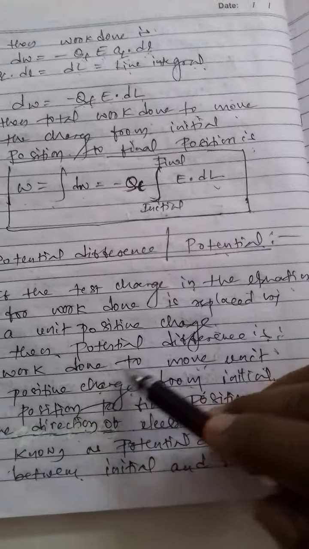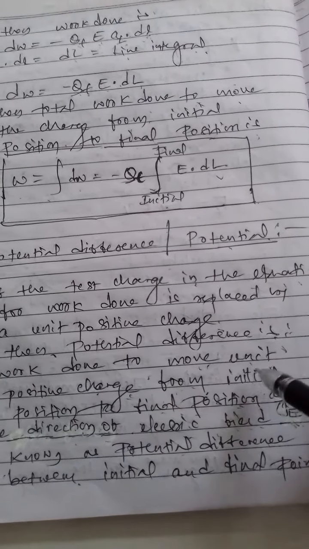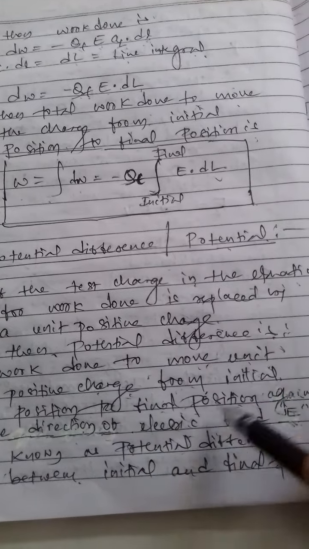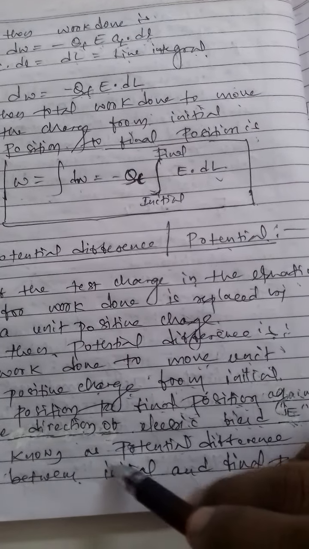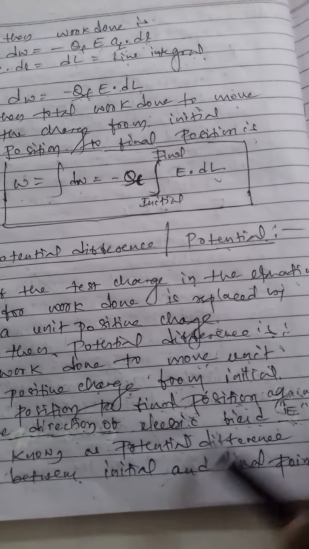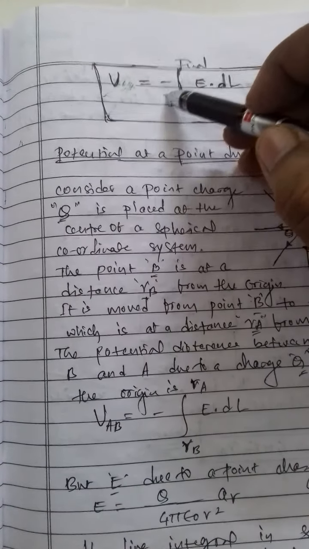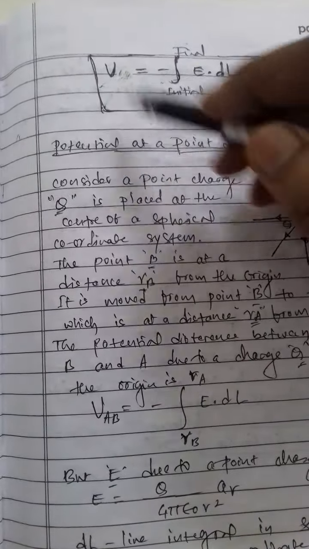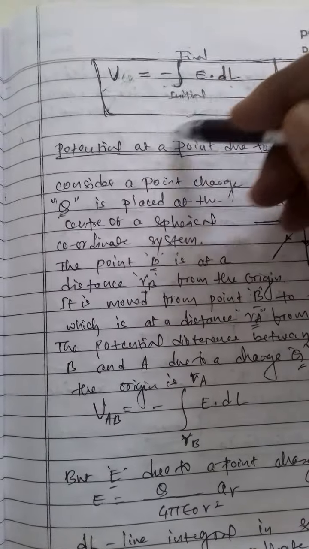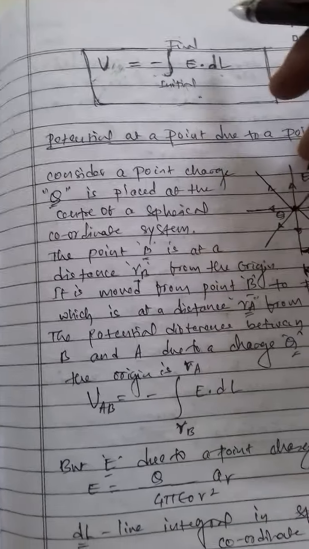Once again, work done to move a unit positive charge from initial position to final position against the direction of electric field E is known as the potential difference between the initial and the final points. So V is equal to minus integral initial to final E dot dl, that gives the potential difference between the points or the potential at a point.